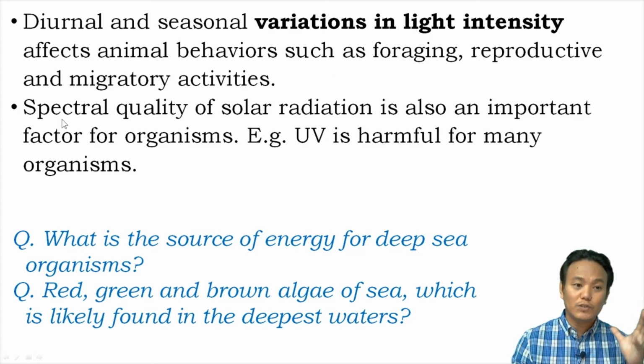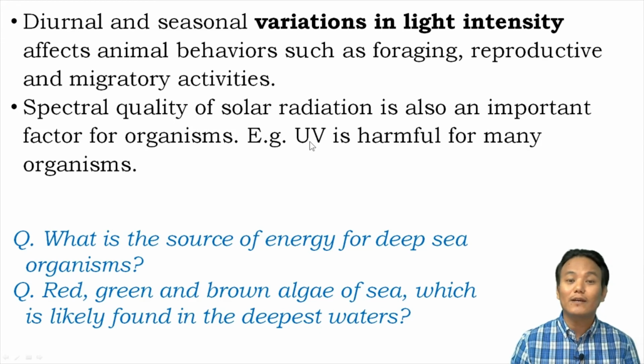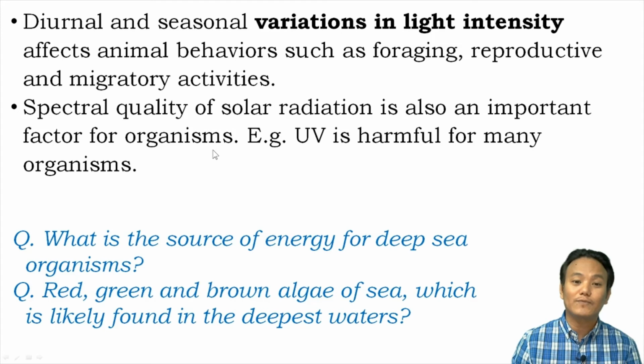And the spectral quality of solar radiation is also important for organisms, because of UV rays. If the solar radiation contains lots of UV rays, it becomes harmful for many organisms. You all know that UV rays can burn our skin. They can cause skin cancer as well. And UV rays can instantly kill some bacteria. So UV rays are harmful for many organisms, and the spectral quality of solar radiation is also an important factor for organisms within the ecosystem.